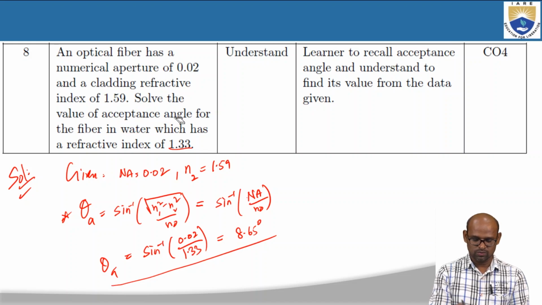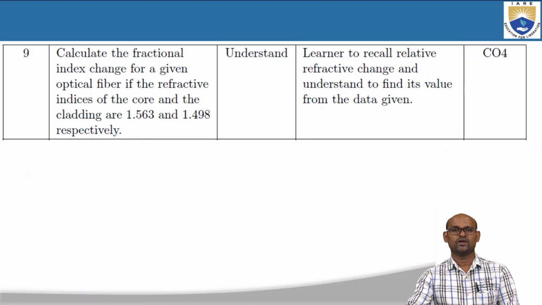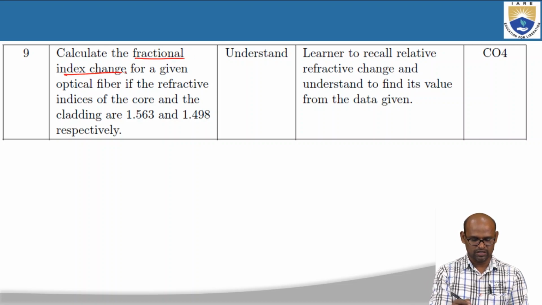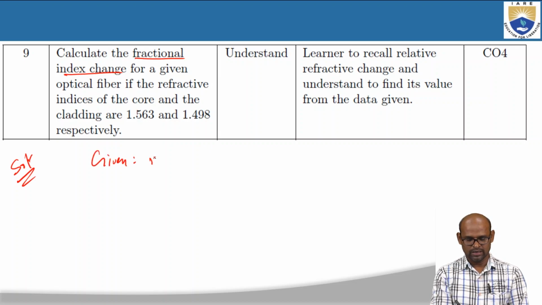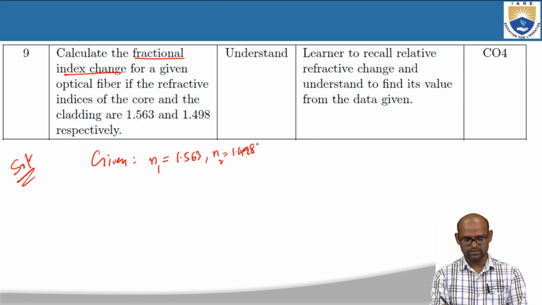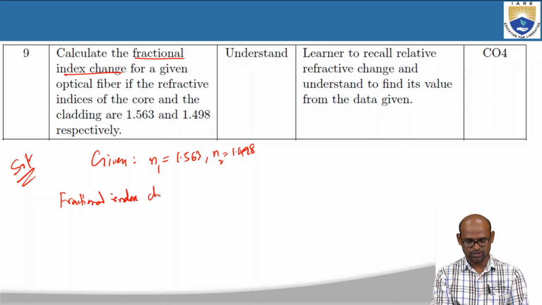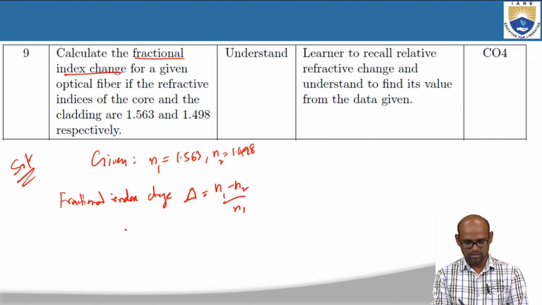Okay, so let us go to the next problem. Calculate the fractional index change for a given optical fiber if the refractive indices of the core and cladding are 1.563 and 1.498 respectively. So we need to calculate the fractional index change. They have given us n1, which is 1.563, and n2, which is 1.498. The fractional refractive index change delta is defined as n1 minus n2 by n1.